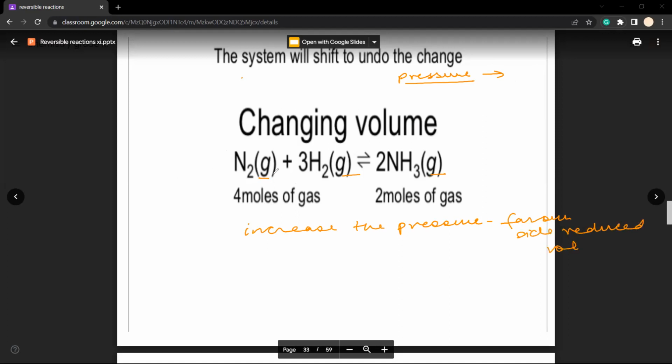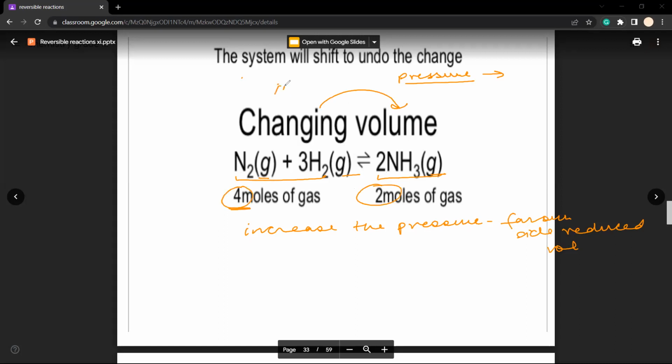That means volume. What do you mean by volume? Means total net number of moles. So we have 1 plus 3, that means 4 moles here, and we have 2 moles here, right? So if I increase the pressure, it will favor the side with the reduced volume. If I increase the pressure, which is the reduced volume? Out of 4 and 2, 2 volume is the reduced volume.